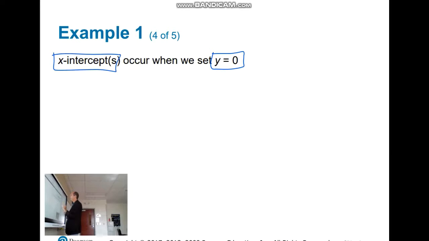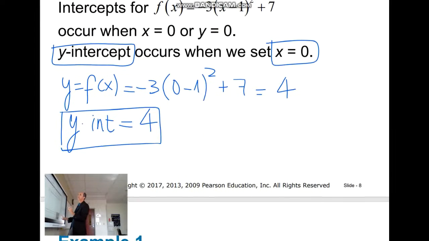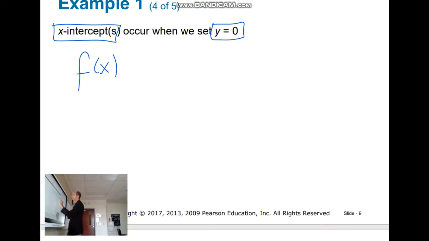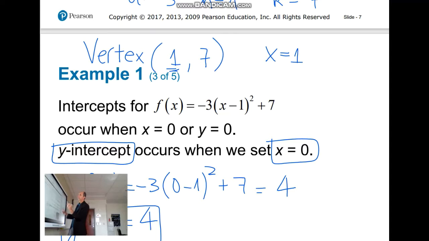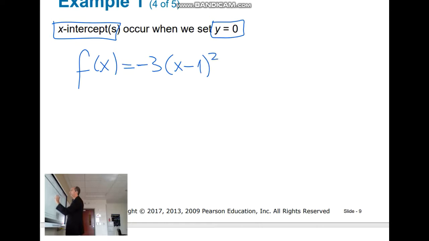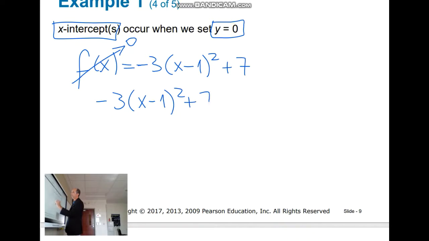So let's find the x-intercept. Get the equation, f of x equals negative 3 times x minus 1 squared plus 7. Make y equal 0. That means f of x equals 0, which is the same thing as y equals 0. And we will have negative 3 times x minus 1 squared plus 7 equals 0.